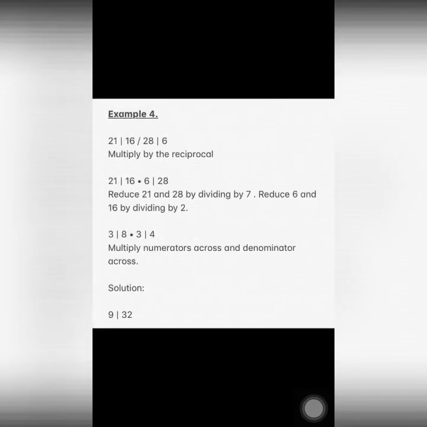So in division, dividing fractions requires us to first take the reciprocal of the second fraction and multiply. Dividing fractions is very similar to multiplying with one extra step. So example, 21 over 16 divided by 28 over 6. Multiply by the reciprocal: 21 over 16 times 6 over 28. Reduce 21 and 28 by dividing by 7. Reduce 6 and 16 by dividing by 2. So 3 over 8 times 3 over 4. Multiply numerators across and denominators across. So the solution is 9 over 32.